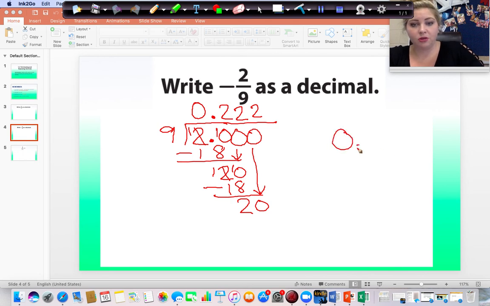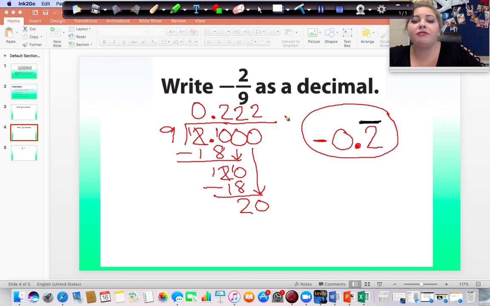So our decimal is going to be 0.2, and the bar notation, I'll do that in a different color, is going to go just over the number that repeats. So our 2 is the number that repeats, so we're going to put a bar notation over the 2. The one thing that you do not want to forget in this problem is our negative sign out in front of our decimal.